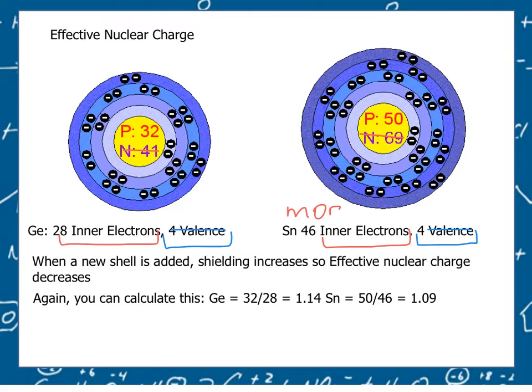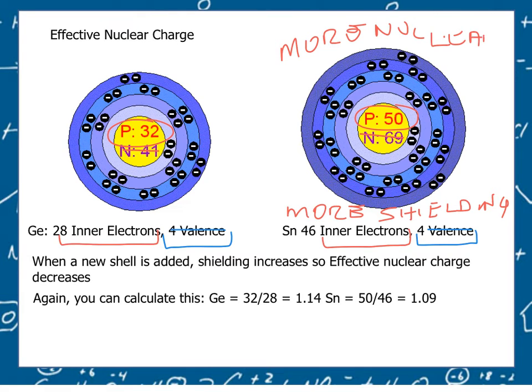So as we go down, we create more shielding, more repulsive force. Protons are different. As we go down, we're also increasing protons, so more nuclear charge. And this presents a confounding factor because I have an increasing repulsive force and an increasing attractive force. And how do you know which one of those wins out?